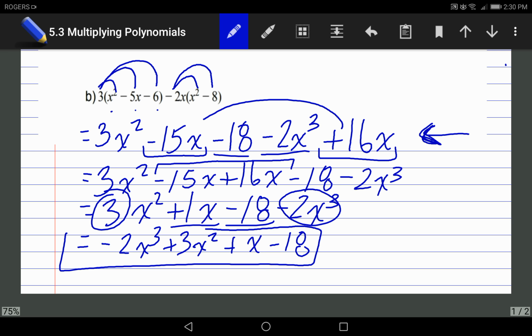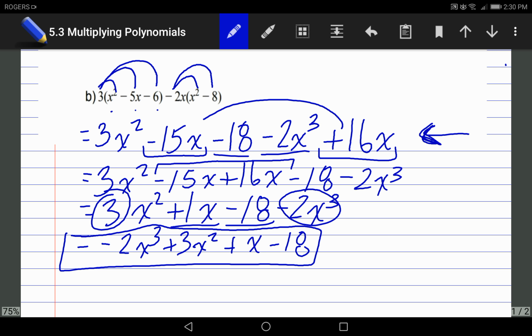I'm not going to be picky about that, but you should put them in order of what's called highest degree to lowest degree. So the highest exponent to the lowest exponent. Remember that the x here actually has an exponent 1. So look at how we put the exponents in order. Cubed, squared, 1. 3, 2, 1.